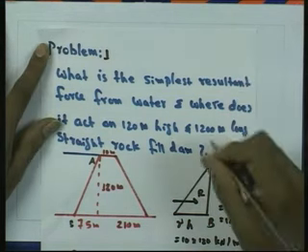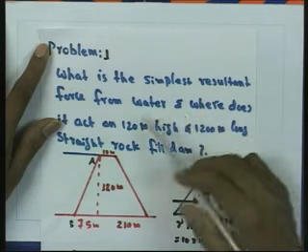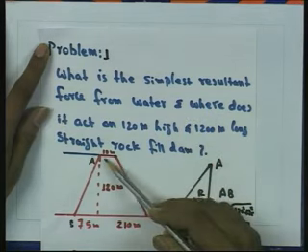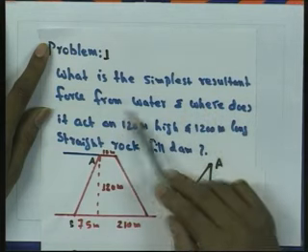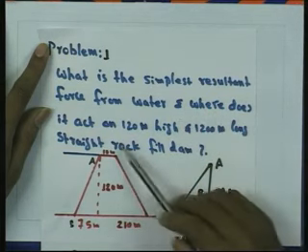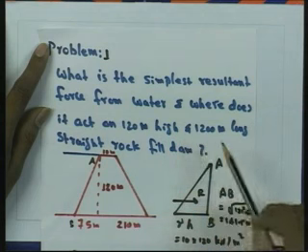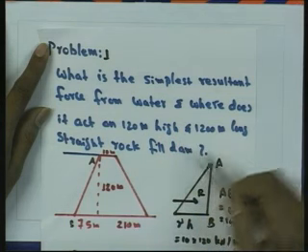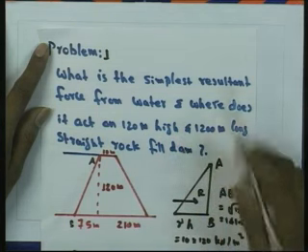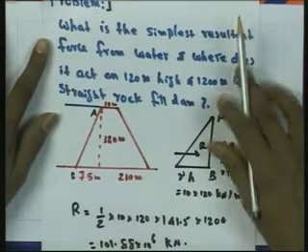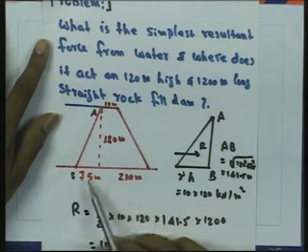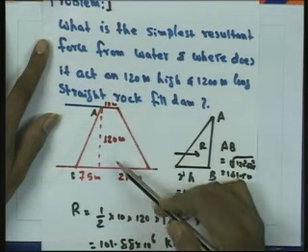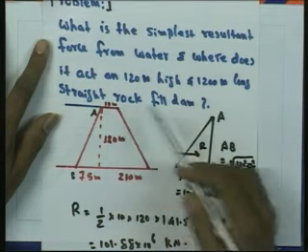The problem we are discussing is, say there is a rock-filled dam like this. We want to determine the simplest resultant force from water and where it acts on a 120 meter high and 1200 meter long straight rock-filled dam. So that is the problem. Here you can see the dam: the base width is 285 meter, the height is 120 meter, and the top width is 10 meter.